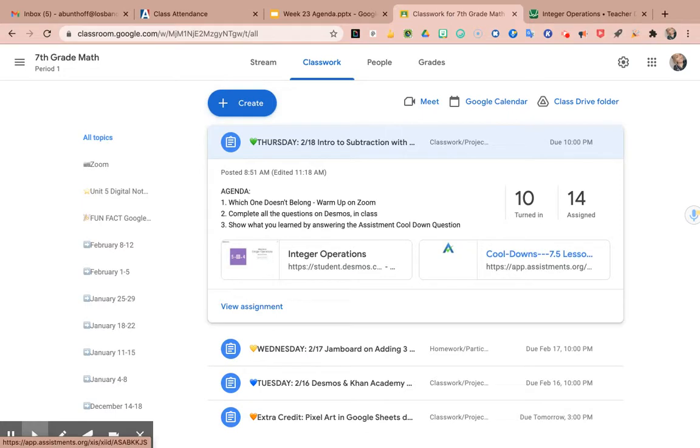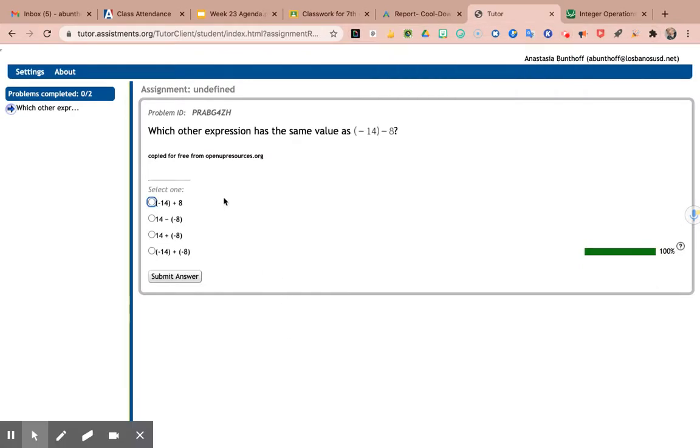When you're done, you're going to do the cool down. So you'll click on the assessment and you have a question. Your question is, which expression has the same value? So remember, thinking back to our Desmos, we don't change the first one, and we can make subtracting 8 into plus. Remember, we can squeeze a little plus in here, adding the opposite. So subtracting a positive is like adding a negative. You're going to pick the one that you think is correct, and then it's going to ask you how you knew which one to pick.